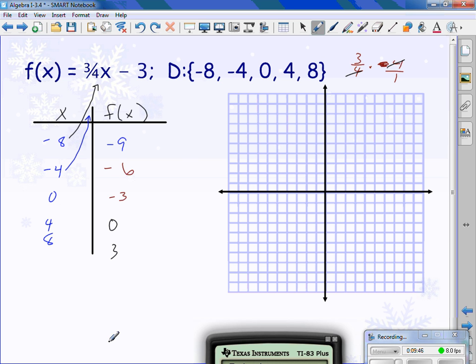Here's my points. Now I have to graph. Negative 8, negative 9 means to the left 8, down 9. Negative 4, negative 6. To the left 4. Down 6. 0, negative 3. Stays in the center. Down 3. 4, 0. Over 4. Stays there. And the last one, 8, 3. To the right 8. Up 3. That's your graph.